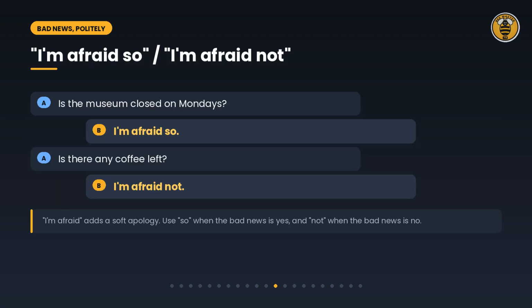Let us hear the bad news pair in action. Is the museum closed on Mondays? I'm afraid so. Is there any coffee left? I'm afraid not. Both answers deliver disappointing news, but notice the difference. Use so when the bad news is yes, it is closed. Use not when the bad news is no, there is none left.